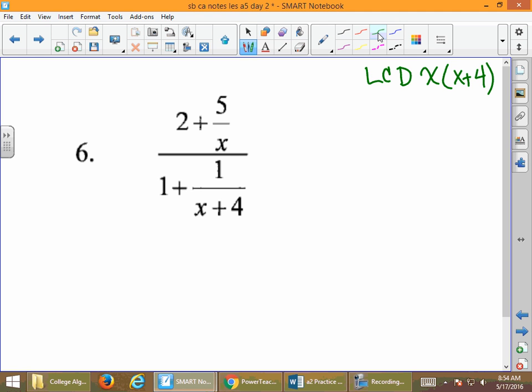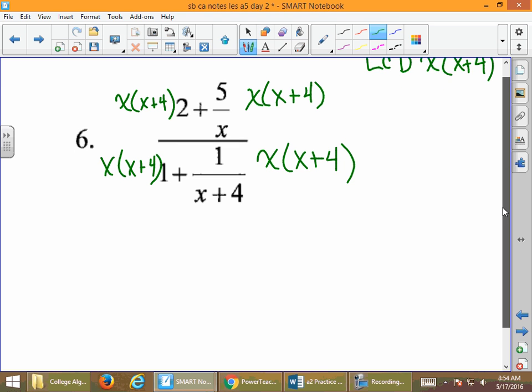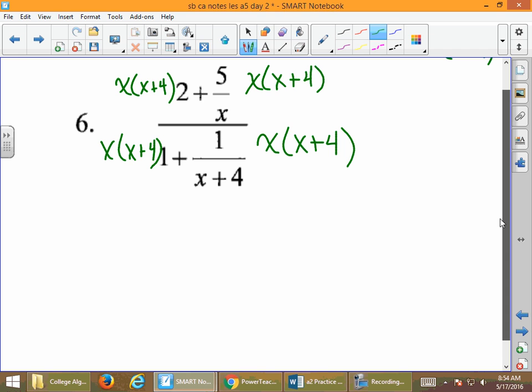But all that we really need to do is we're going to multiply every term in this complex fraction by x times x plus 4. Every term. So this one, x times x plus 4, and over here, x times x plus 4. So we're going to have to simplify a little bit more here in a couple of minutes.